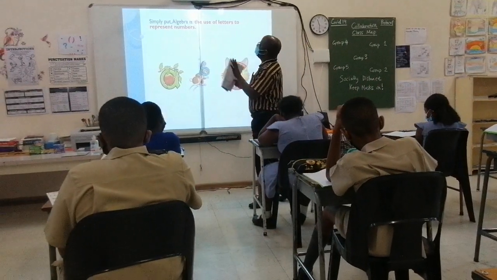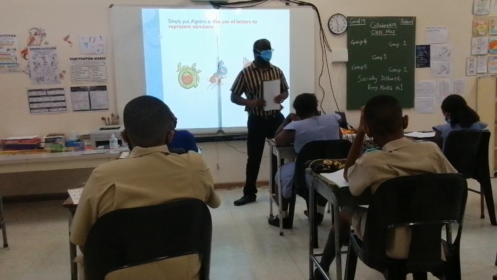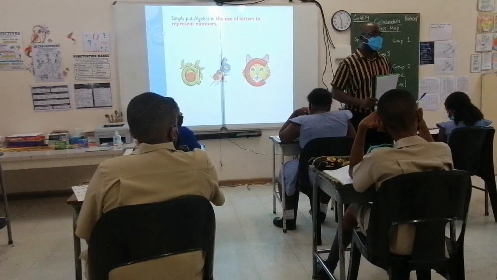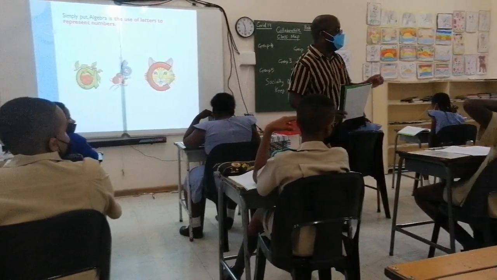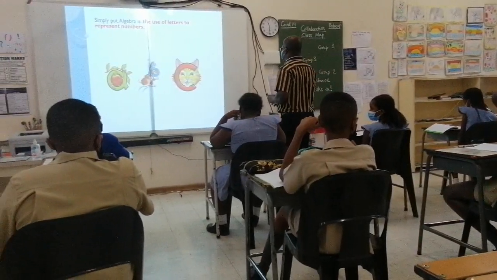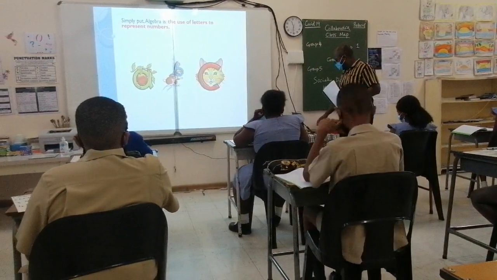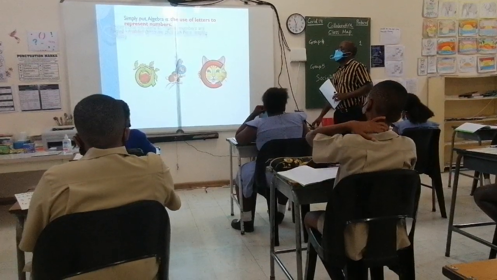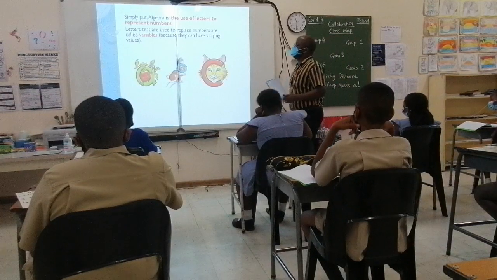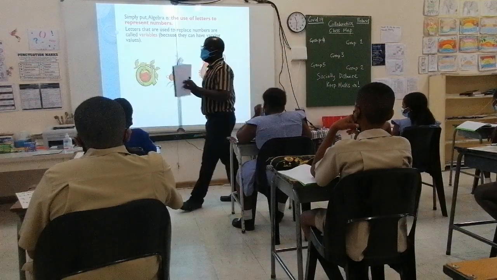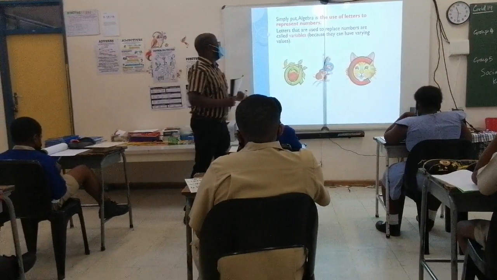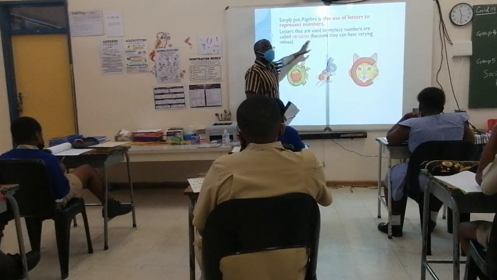Okay, so simply put, algebra is the use of letters to represent numbers. So we treat letters the same way we treat numbers. And that is the trick. Once we do that, everything else starts to make sense. Okay? And then very quickly here we say letters are used to replace numbers. The letters that are used to replace numbers are called variables. Now that term variables comes from the fact that the letters can vary.